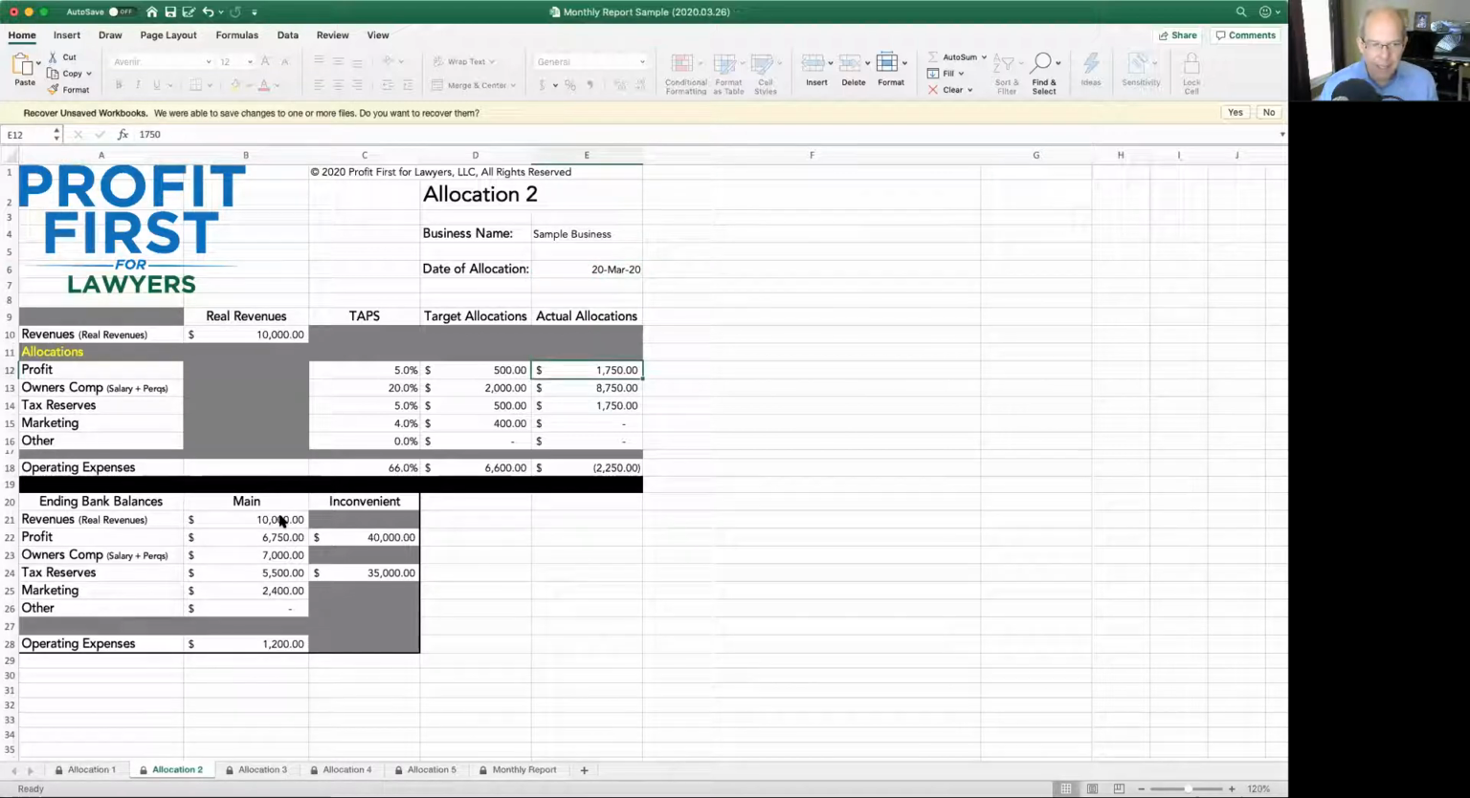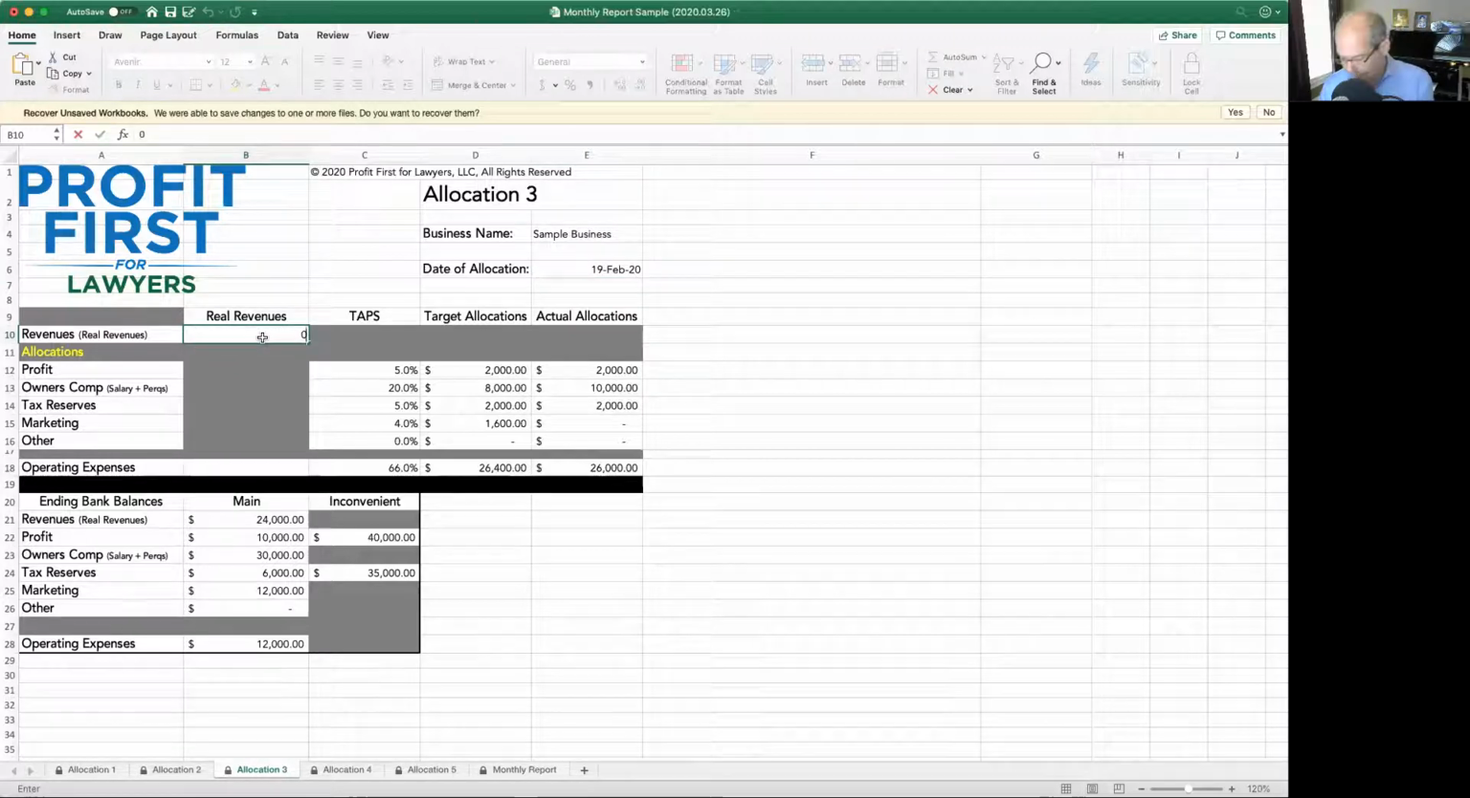Our actual allocations this period, we're going to be exactly right. So 500, 2,000, 500, 400, and 6,600 operating expenses. That's our report. And because we're doing this twice a month, we don't have an allocation 3, 4, or 5, which we would have if we were doing this weekly. So let's just wipe those out.